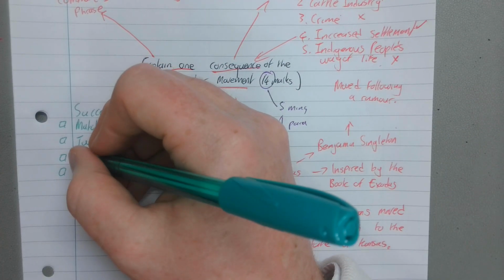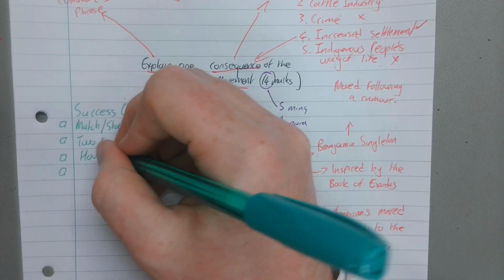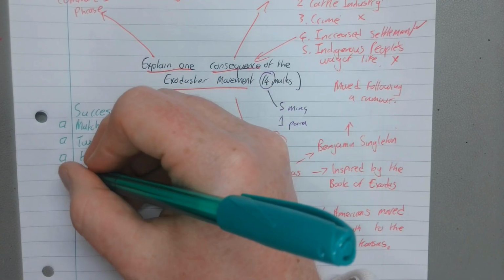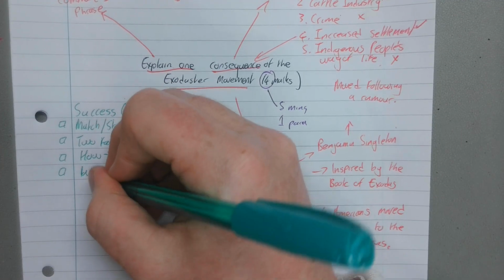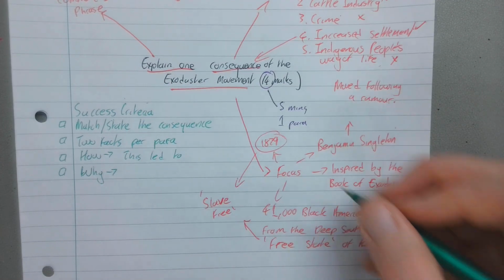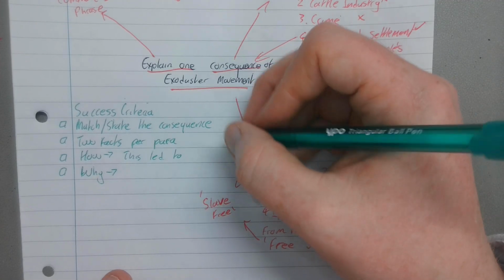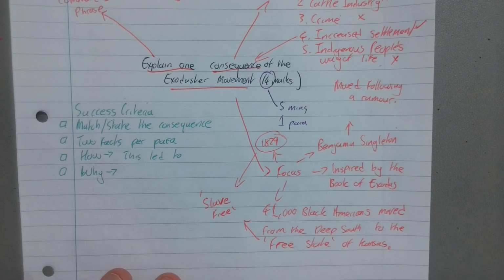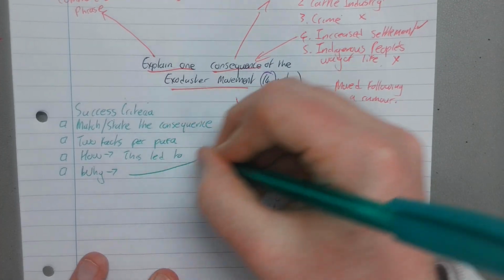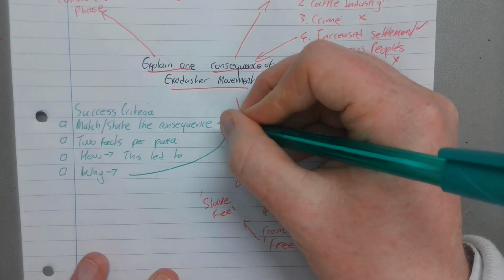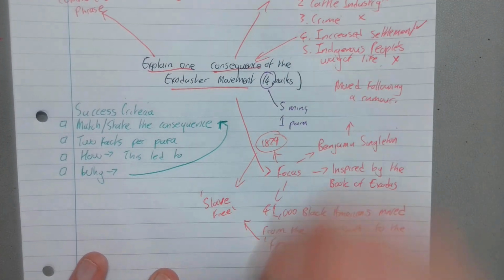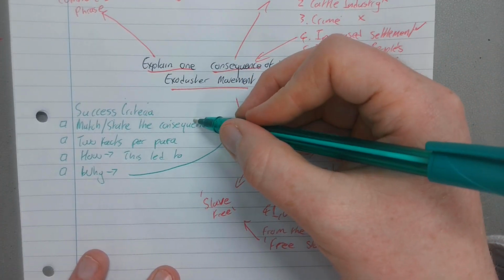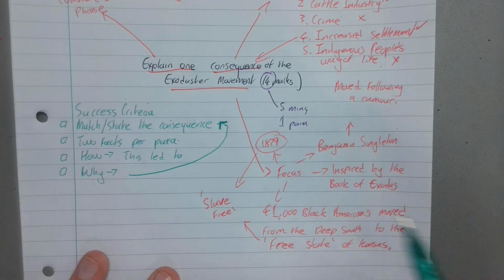We need to make sure that there is how. You might use the phrase "this led to," and you might use the phrase "why." And this is really important. The why is the most important one. The main thing that separates full marks from a 3 out of 4 is where they haven't explained why the consequence fits. So what I tend to do with this one is I tend to state the consequence, then explain why, then do my 2 facts and my how.